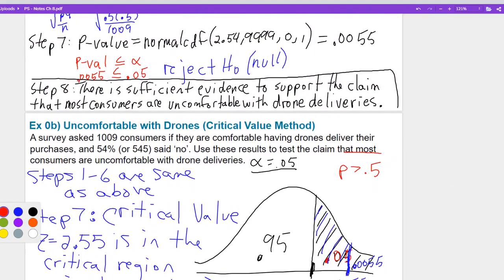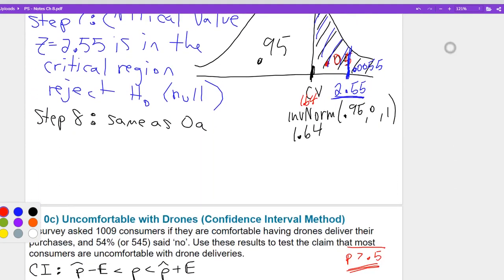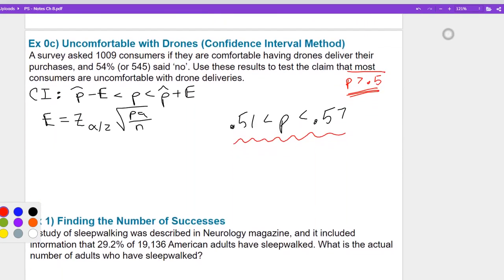There is sufficient evidence to support the claim that most consumers are uncomfortable with drone deliveries. Do we need to write that again?